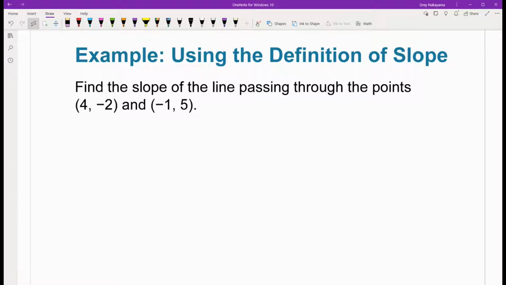I will encourage you to write your work down when you do your homework so that you'll do it on the mastery checks and on your test, because if you make any kind of error, it's easier to give you partial credit. So when you write that down, m equals, subtract the y's. The y's go on top. It does not matter which one you start with.